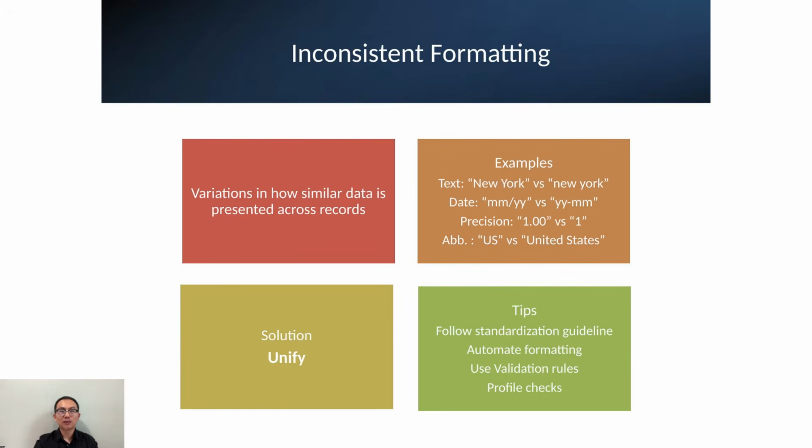Inconsistent formatting means the same kind of data is represented in different ways. For example, different capitalization, capital New York versus lowercase new york, date formats, month, day, year versus year, month, day, numeric precision, 1.00 versus 1, abbreviations, US versus United States. These inconsistencies can cause problems when grouping, matching, or summarizing data.